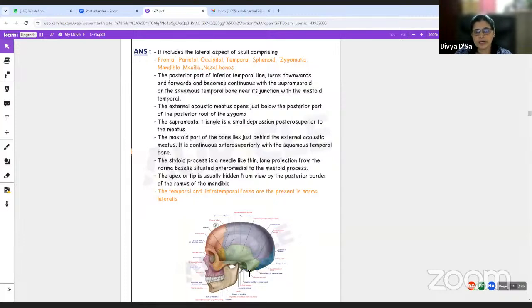So the posterior part of the infratemporal. Here we see two lines. One is the superior temporal line, and below that will be the inferior temporal line, okay?